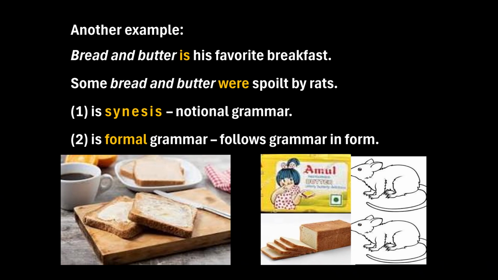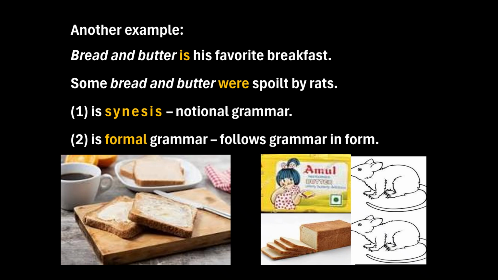Now before that, this example would perhaps give you an idea. This is a better example. Bread and butter is his favorite breakfast. Right? Bread and butter is his favorite breakfast. And another sentence, some bread and butter were spoiled by rice. In the first sentence, you are using a singular verb, bread and butter is. And in the second case, some bread and butter were spoiled, you are using a plural verb.